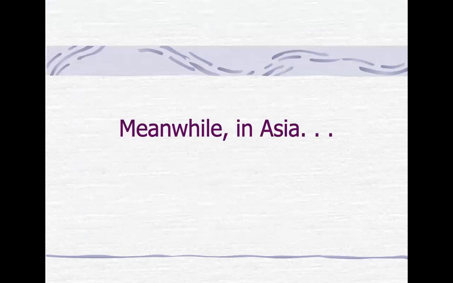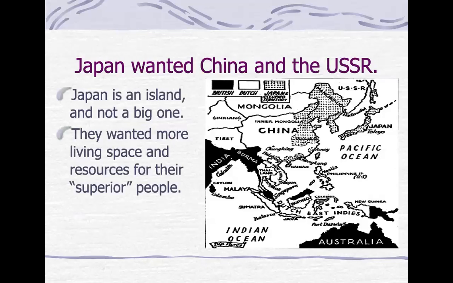So now we're going to look at the other aspect of things, which is Asia during World War II. So Japan wanted China and the USSR. Japan is an island, and not a big one, we knew that. They wanted more living space and resources for their superior people. There's a key up top here in this picture. You can see the solid black is British, solid white is Dutch, and the dotted is Japan-occupied territory. So you can see that China has some Japan-occupied territory. Some of the smaller islands are also occupied by Japan.